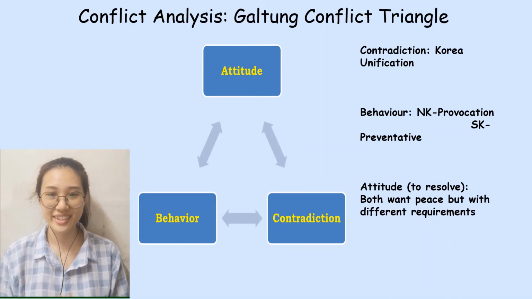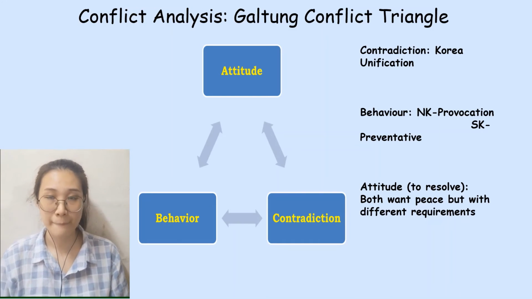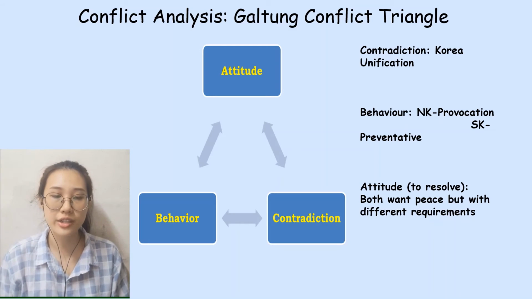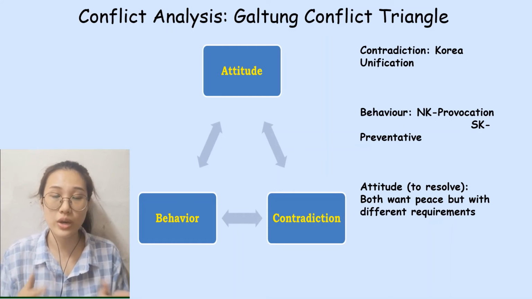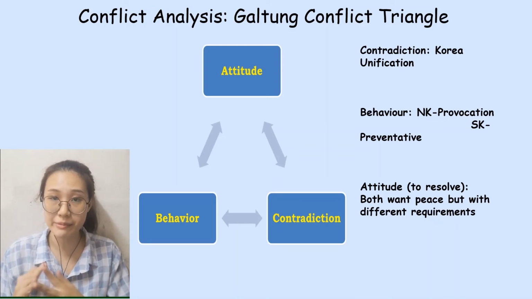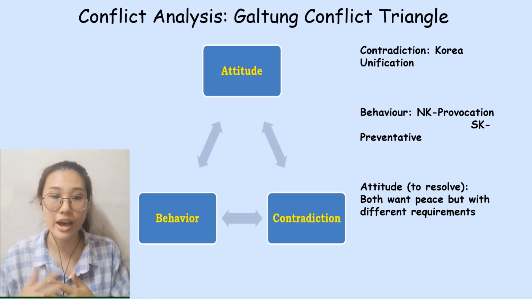And now we are in the conflict analysis of the Galtung conflict triangle. So the conflict triangle of the Korean conflict starts with contradiction, continues with behavior, and lastly attitude. So for the contradiction, as mentioned before, the contradictions of the Korean Peninsula conflict originated from the incompatible goals on the unification. North Korea has the ambition to unify with South Korea by military means, yet the US presence on the peninsula halted their ambitions and their dream to unify the Korean Peninsula and threatened their national security.